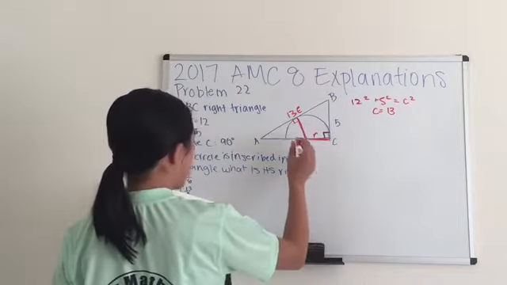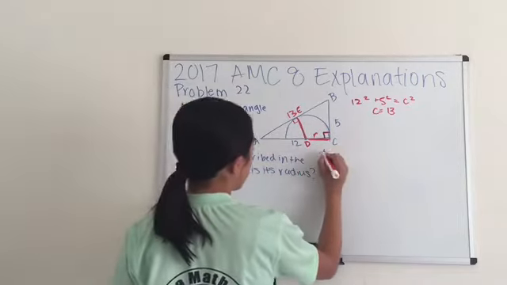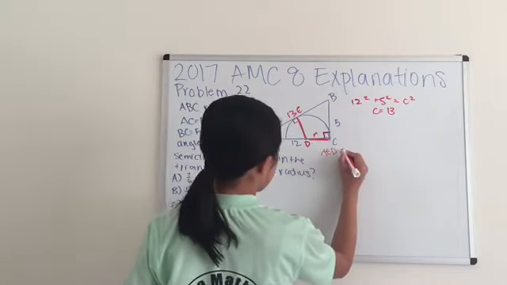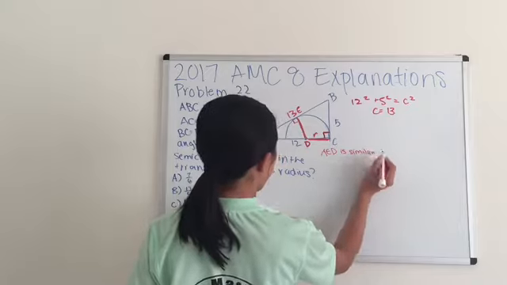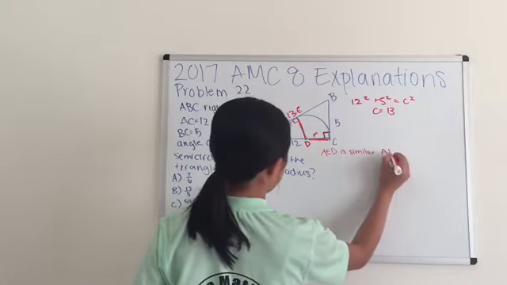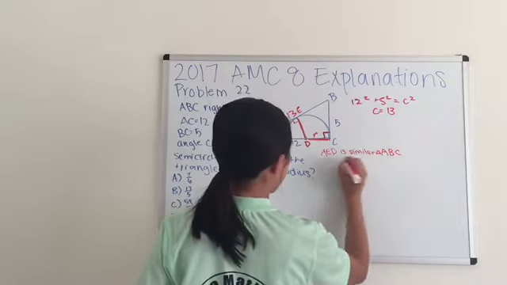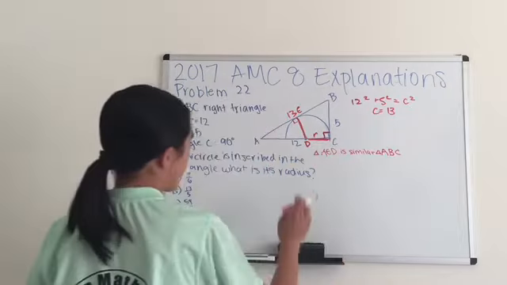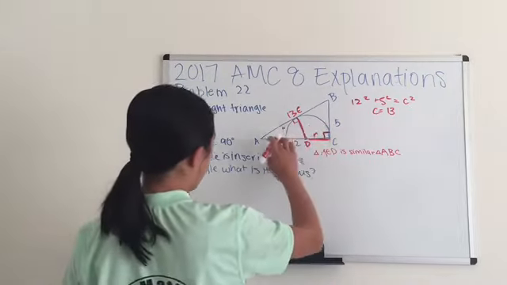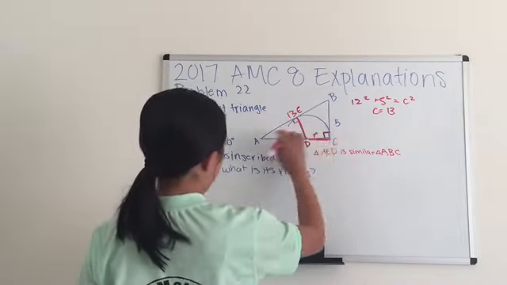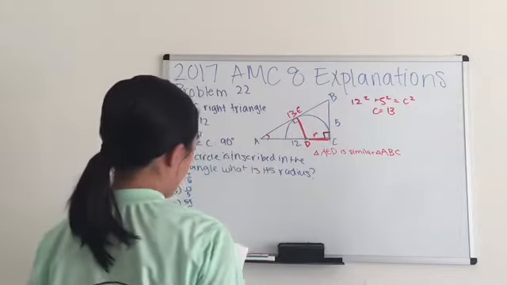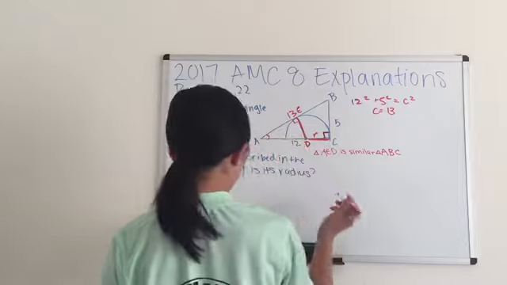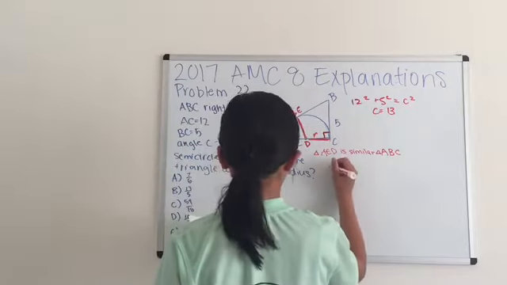So now that we see this, we can realize that triangle AED is similar to triangle ABC, in which they both share a 90-degree angle and they share angle BAC, which is this angle. So now that we see that, that must mean we can make a ratio equivalent to one another.